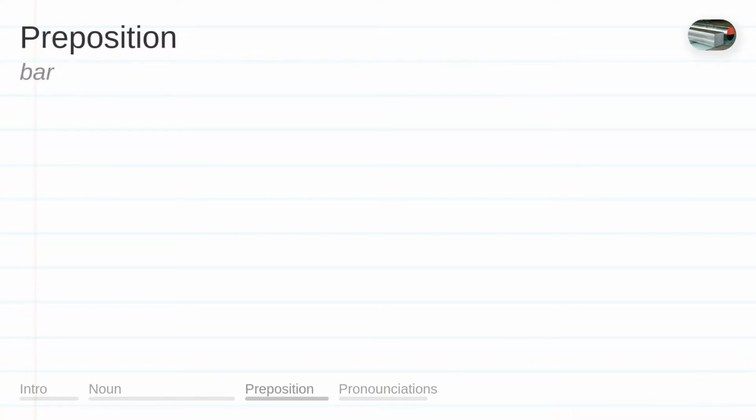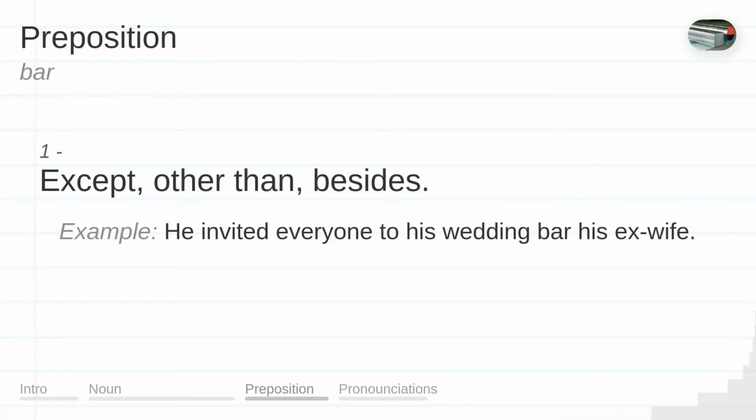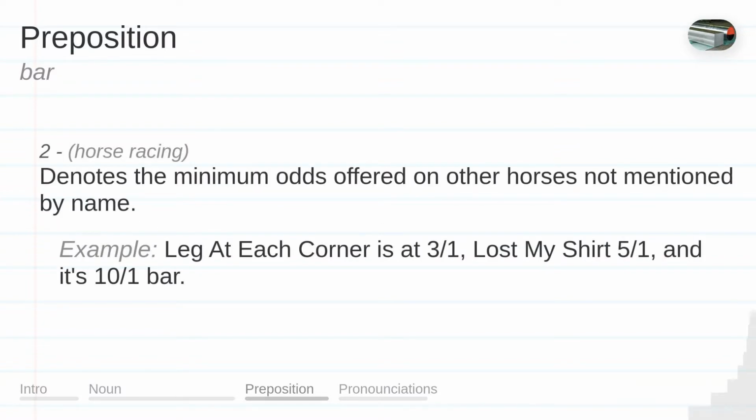Preposition. Except, other than, besides. Example: He invited everyone to his wedding bar his ex-wife. Denotes the minimum odds offered on other horses not mentioned by name. Example: Leg at each corner is at 3/1. Lost my shirt 5/1, and it's 10/1 a bar.